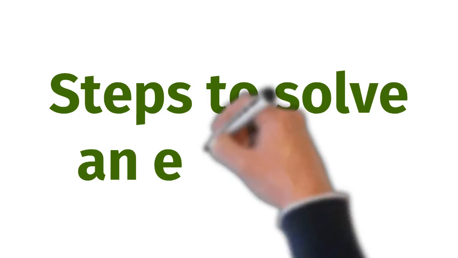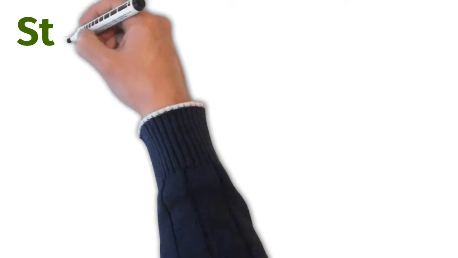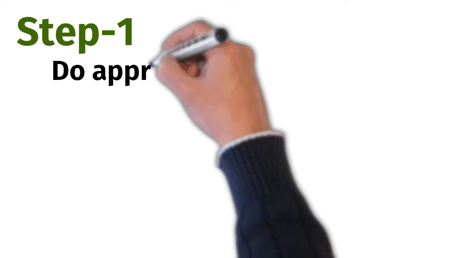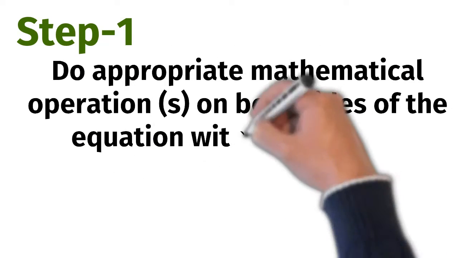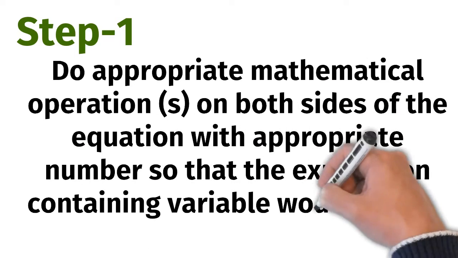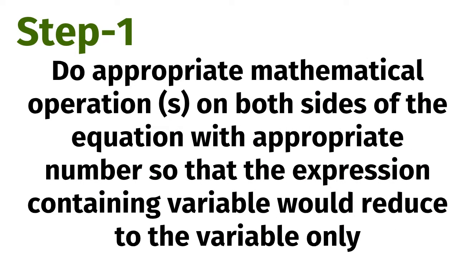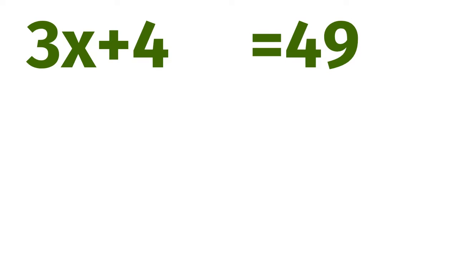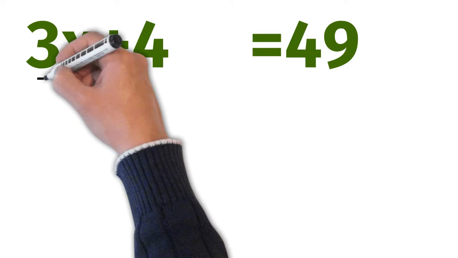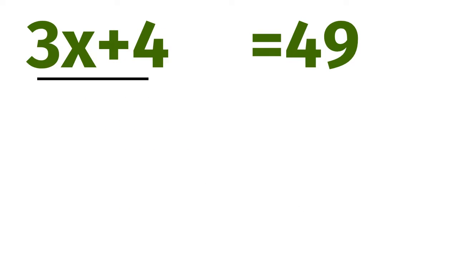Next, the steps to solve an equation. The first step is doing appropriate mathematical operations on both sides of the equation with an appropriate number, so that the expression containing the variable would reduce to the variable only. For example, take the equation 3x plus 4 is equal to 49. Here the expression containing the variable is 3x plus 4, and to reduce it to the variable only, that is x, first we have to subtract 4 from it to get 3x.